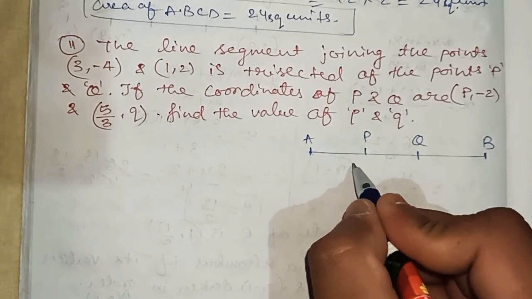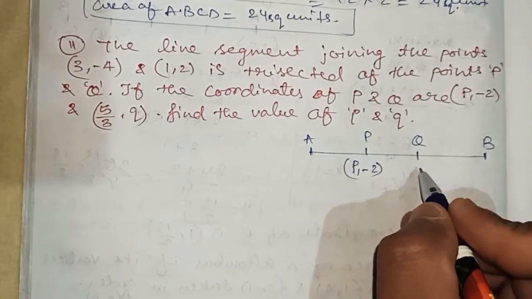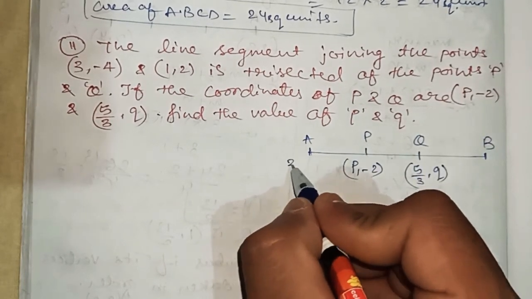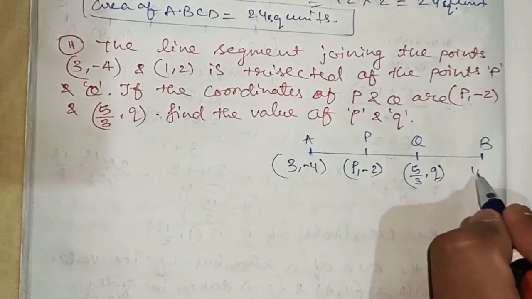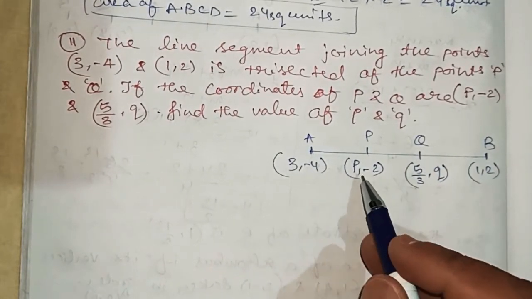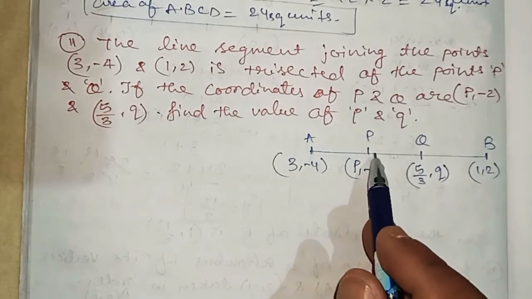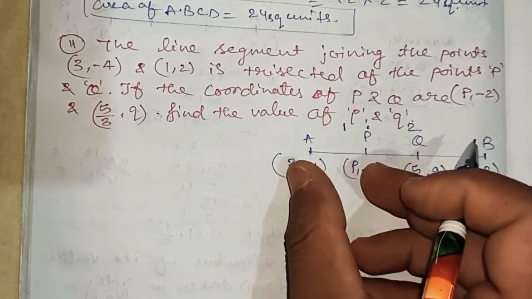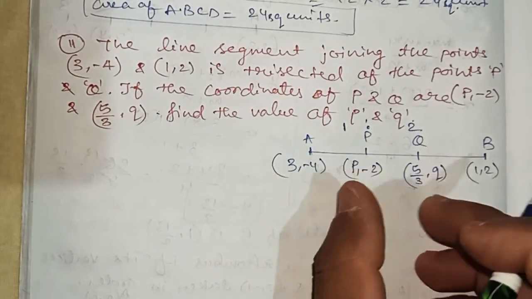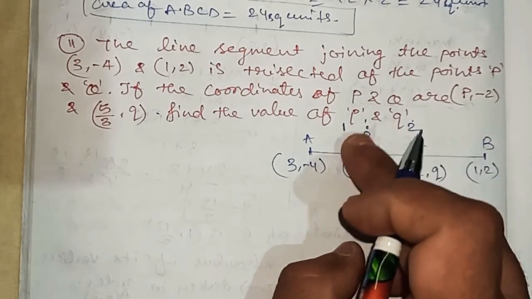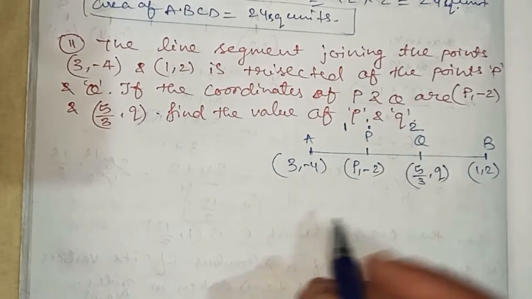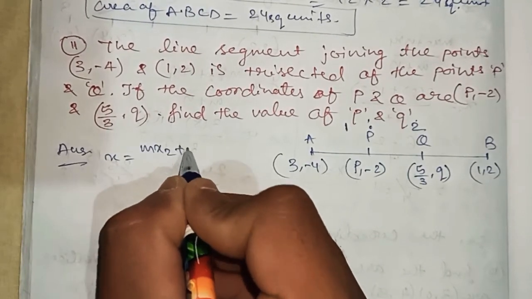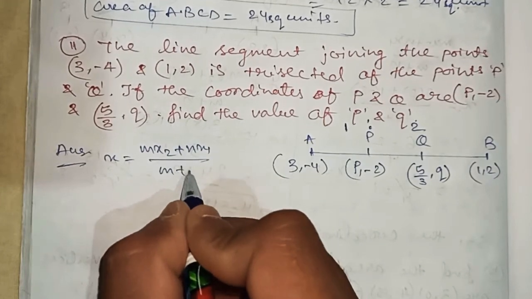The coordinate of P is p, minus 2 and the coordinate of Q is 5 by 3, comma q, and the coordinate of A is 3, minus 4 and B is 1, comma 2. So from this question we have to find the values of p and q. The coordinate of P will be found by taking the ratio 1 to 2, because this is a single part and this is twice. So 1 to 2 we will take for the coordinate of P. Now we will use the section formula here: x equals mx2 plus nx1 by m plus n.